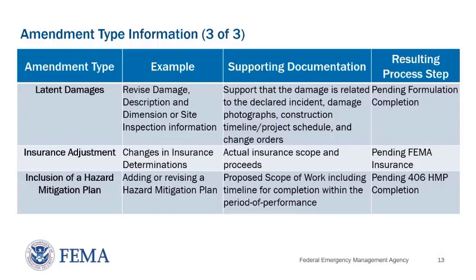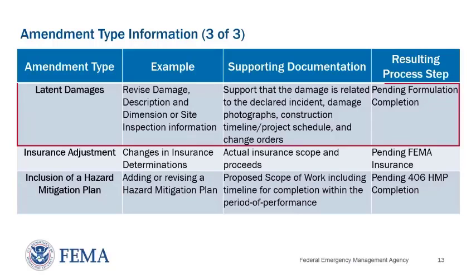The first example here, if you're needing to revise your damage description and dimension or site inspection information, your amendment type you would select is latent damages. And the supporting documentation needing uploaded is support that the damage is related to the declared incident, any damage photographs, construction timeline, project schedule, and change orders. And the resulting process step, pending formulation completion.